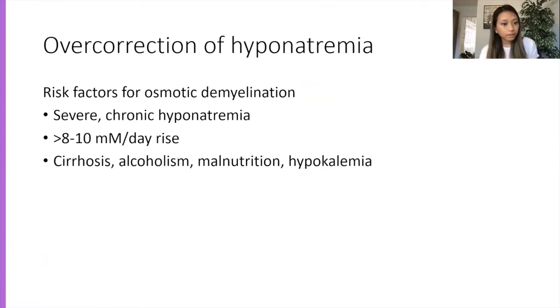So risk factors for osmotic demyelination. If the patient has really severe hyponatremia or it's chronic hyponatremia, if it's chronic and you correct it really quickly, you're at a risk for this. If it's greater than an 8 to 10 rise per day, in cirrhotics or alcoholics, if there's malnutrition, or if there's hypokalemia. Next.